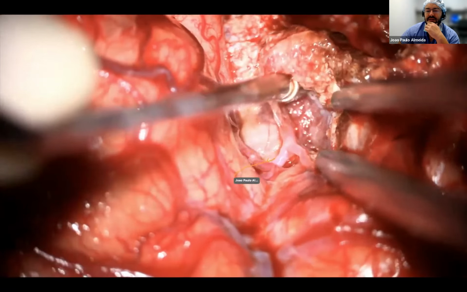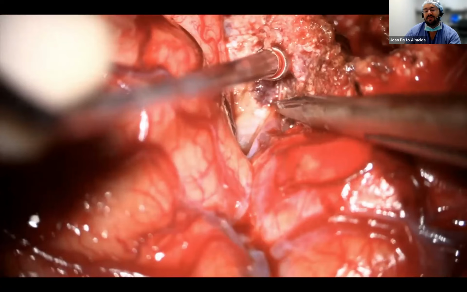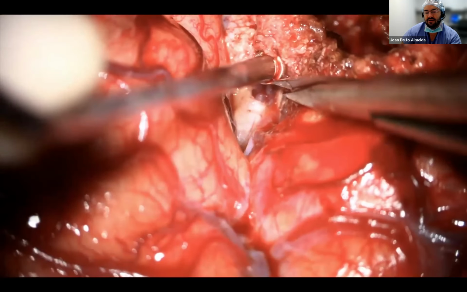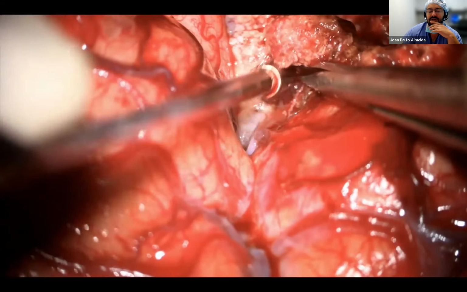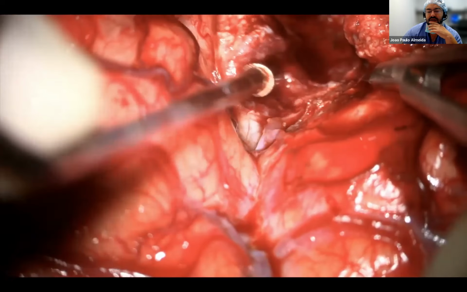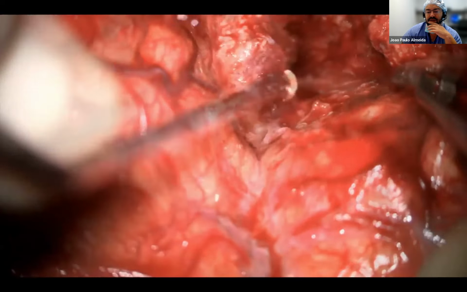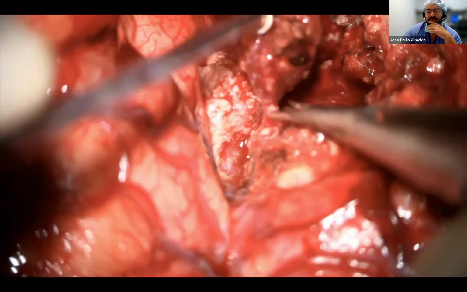And you can see them there again. And we're going to follow those branches, dissecting them. And you're going to see that one of the branches of the superior trunk of the MCA will be closely involved by the tumor, as you see it right there. So you see that we're peeling it away.